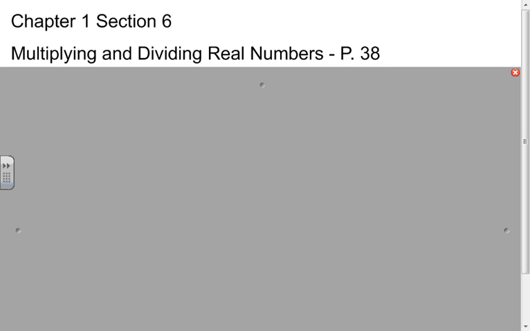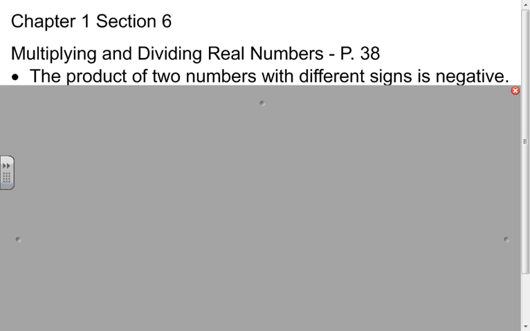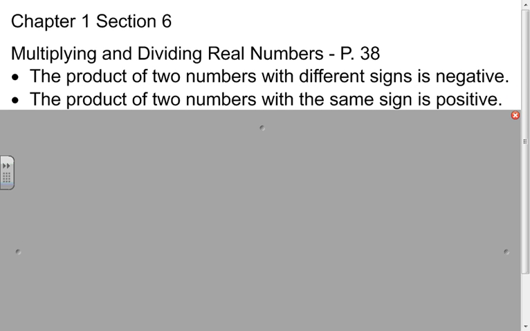Hey everybody. Chapter 1, Section 6, titled Multiplying and Dividing Real Numbers, starts on page 38. First of all, when you are multiplying real numbers, here's your two rules. The product of two numbers with different signs is negative. So if one of them is a positive number and the other one's a negative number, your answer is going to be negative. The product of two numbers with the same sign is positive. So two positive numbers multiplied to be positive, two negative numbers multiplied to be positive. That's what it means by same sign and different sign.